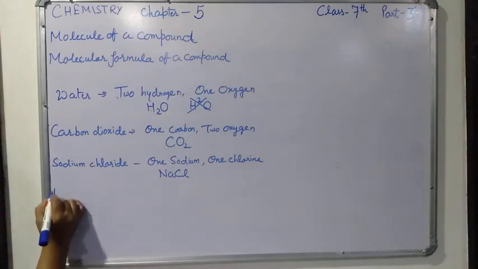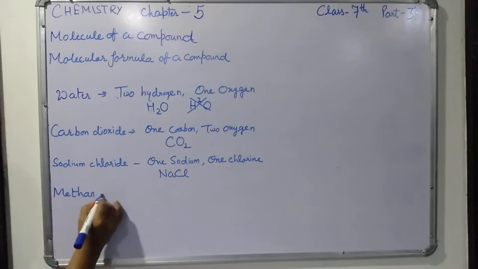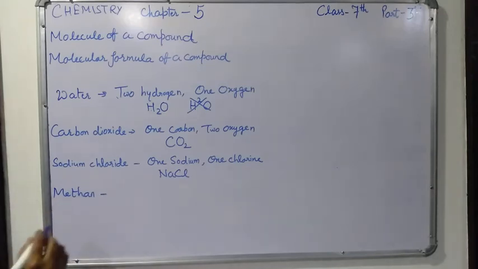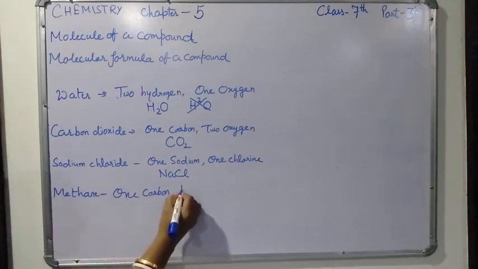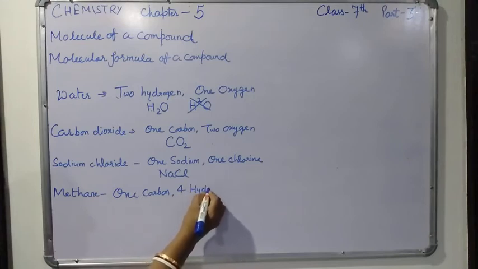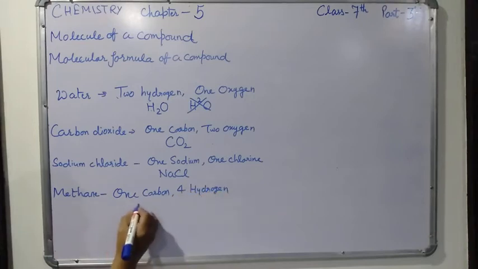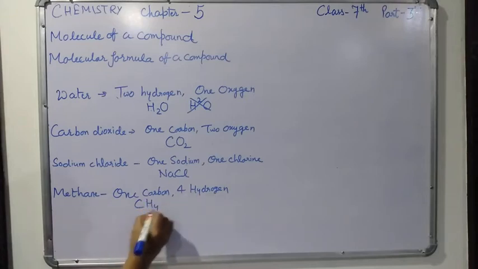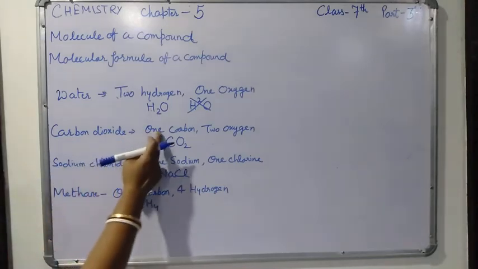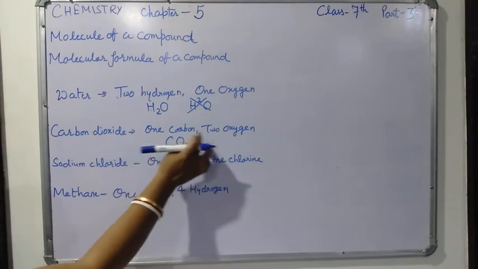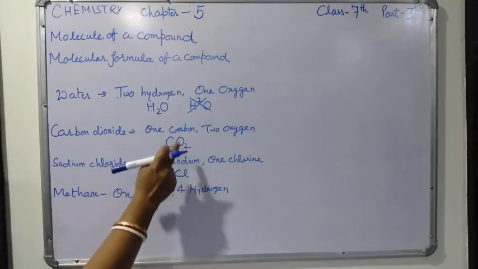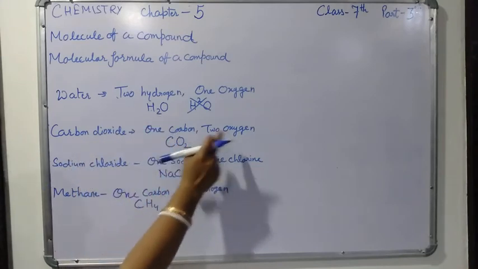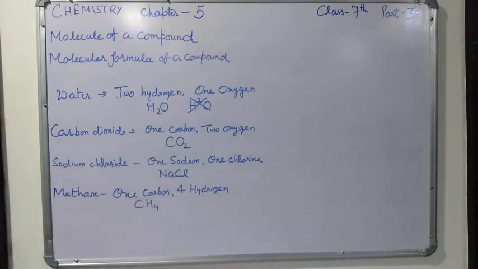Now the next one is methane. In methane, one carbon atom and four hydrogen atoms. So you can make the formula C, 4 hydrogen, H4. So this is the molecular formula of methane. By seeing the formula you can also write the constituent elements. The number of atoms of carbon in carbon dioxide is 1 and the number of atoms of oxygen in carbon dioxide is 2. So likewise you can write the constituent elements also.